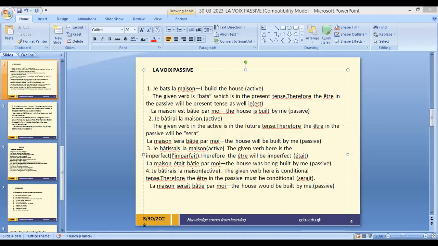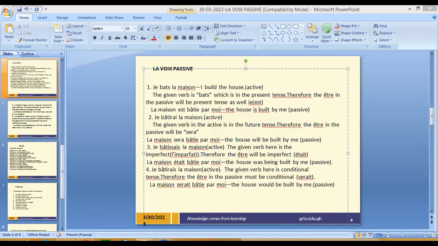Bon, on continue. Je bâtirai la maison. This is the future form of the verb bâtir, to build. So what tense is bâtirai? You can see that I've even indicated it here, so you should be able to know. The given verb in the active form here is in the future tense. Therefore, the être in the passive will be sera. So you write, la maison sera bâtie par moi. We saw this last semester also.